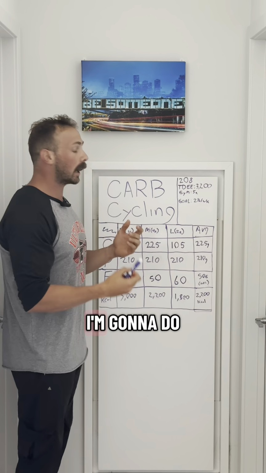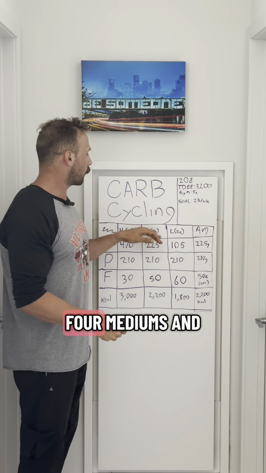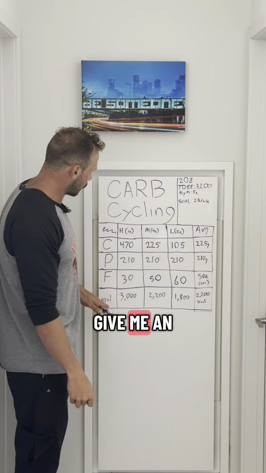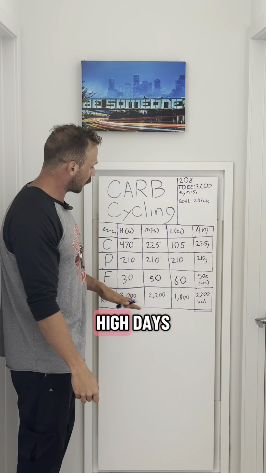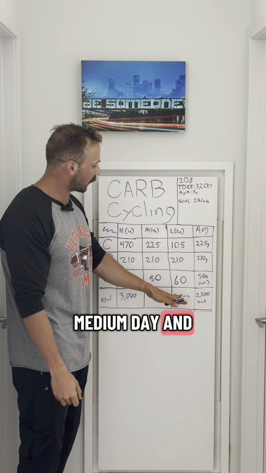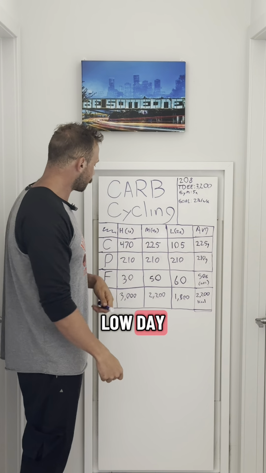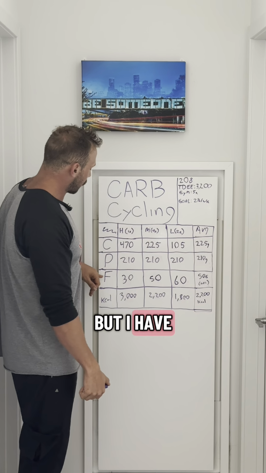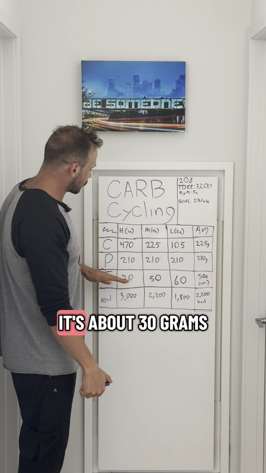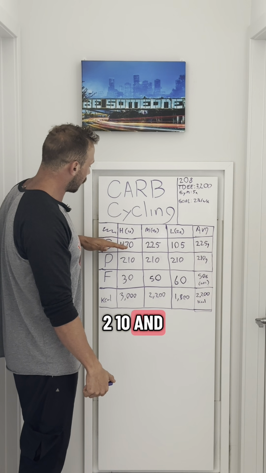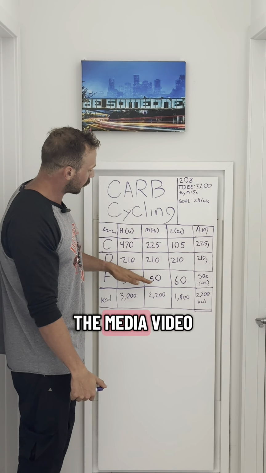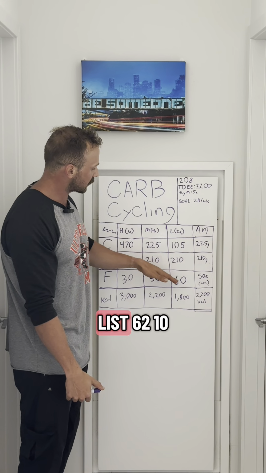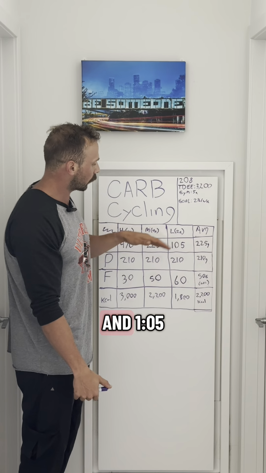So starting out, I'm going to do 1 high day per week, 4 mediums, and 2 lows. So that would give me an average calories of 3,000 on my high days, 2,200 on my medium day, and 1,800 on my low day. So essentially all these numbers will add up to these averages over here, but for my fats, it's about 30 grams, 210, and 470. On the medium day, you're looking at 50, 210, 225, and on the low days, 60, 210, and 105.